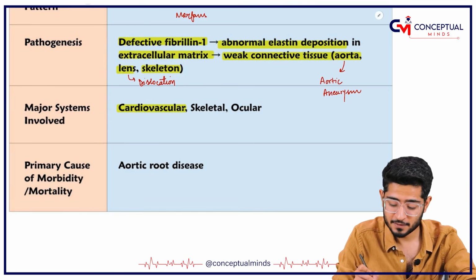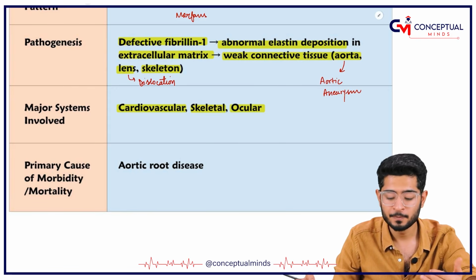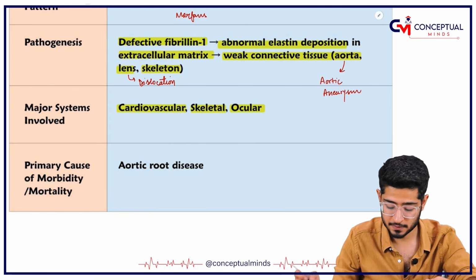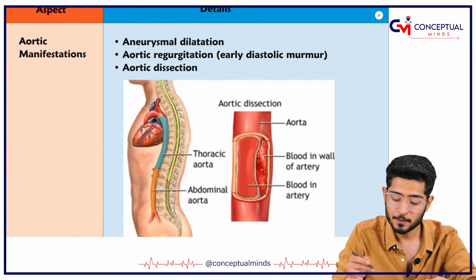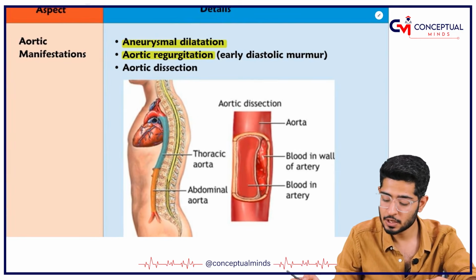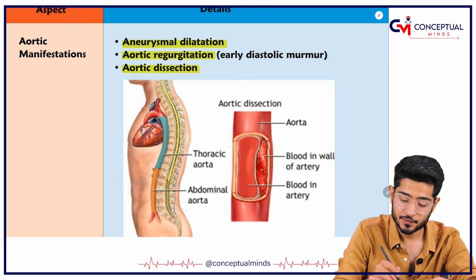The cardiovascular system, skeletal system and ocular system are involved. I have told you in the previous box. So yes, aortic root disease is going to be there. There is aneurysmal dilatation, there is aortic regurgitation, and aortic dissection can also occur. Can you see this?